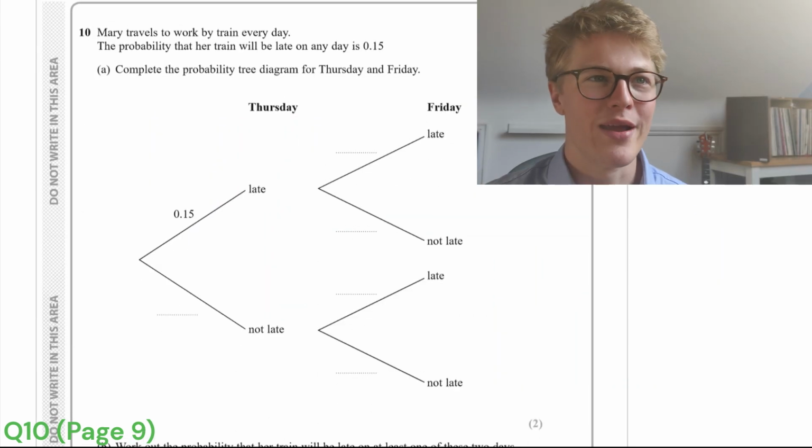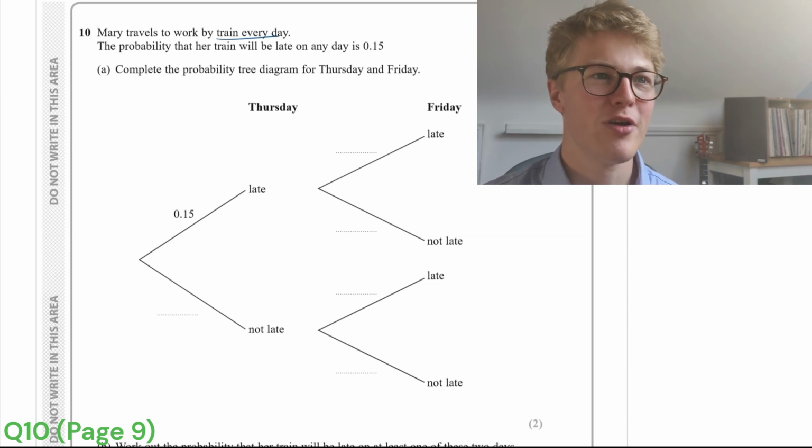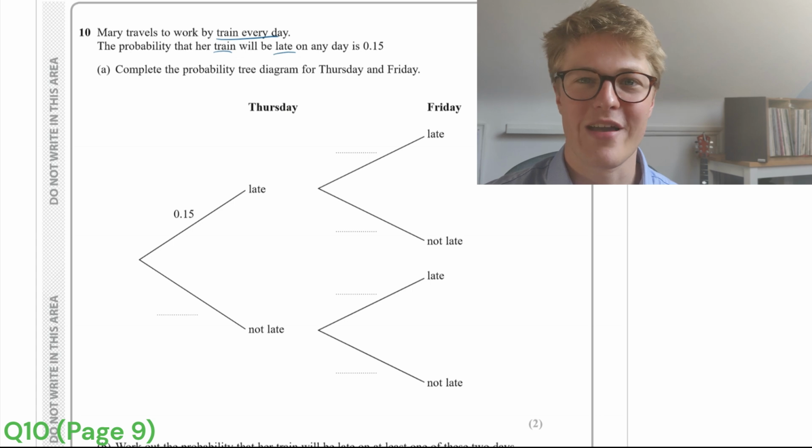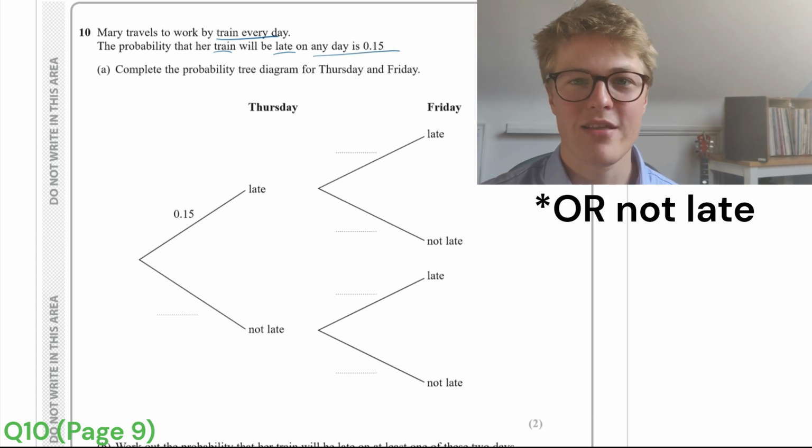Mary travels to work by train every day. The probability that her train will be late on any day is 0.15. Complete the probability tree diagram for Thursday and Friday. So we know that the probability of it being late and not late is going to be 1.